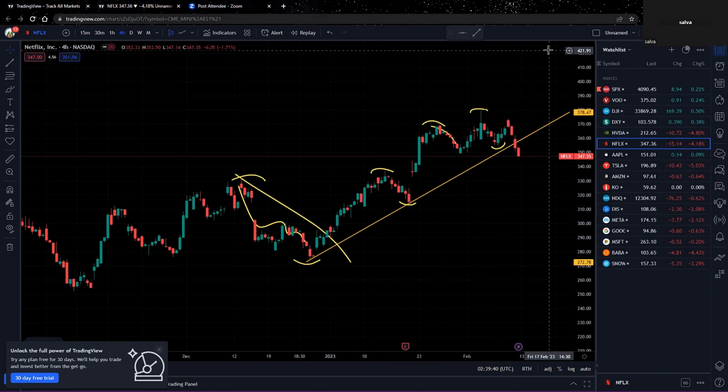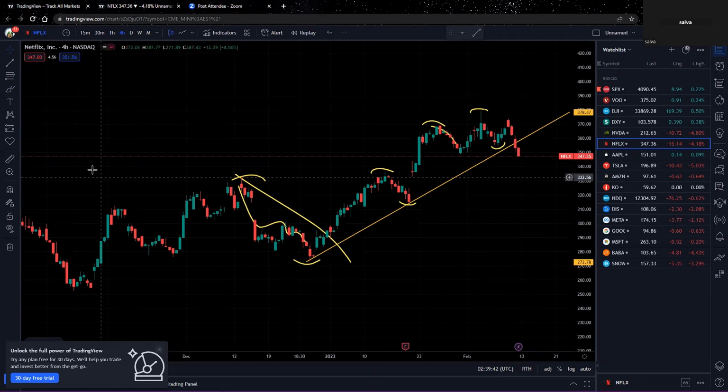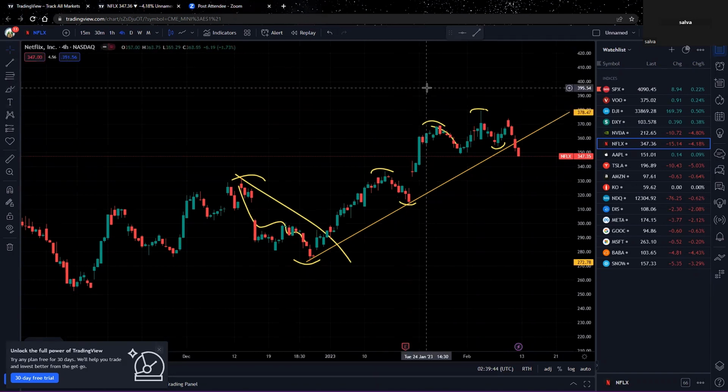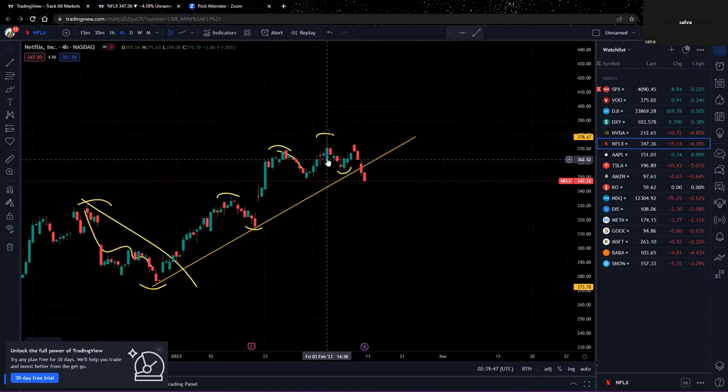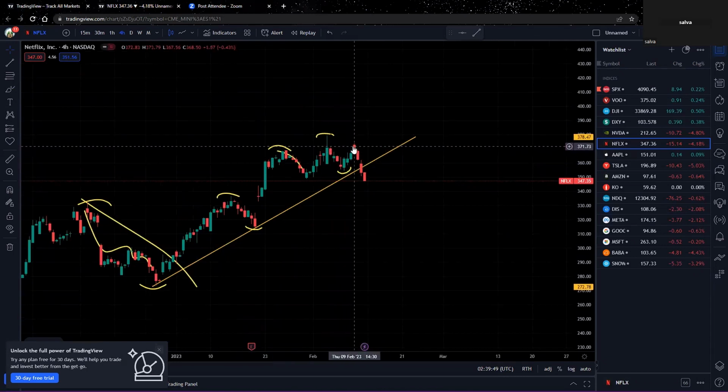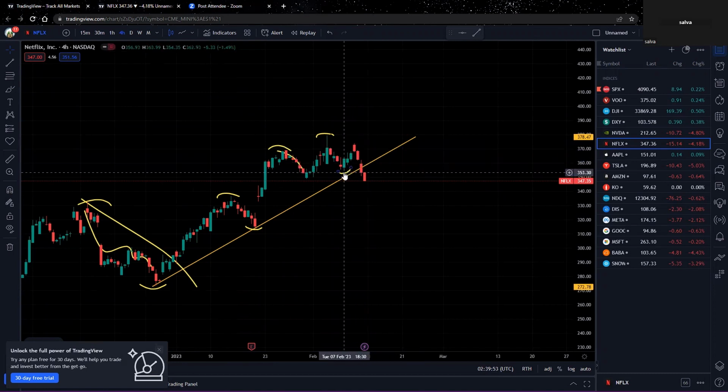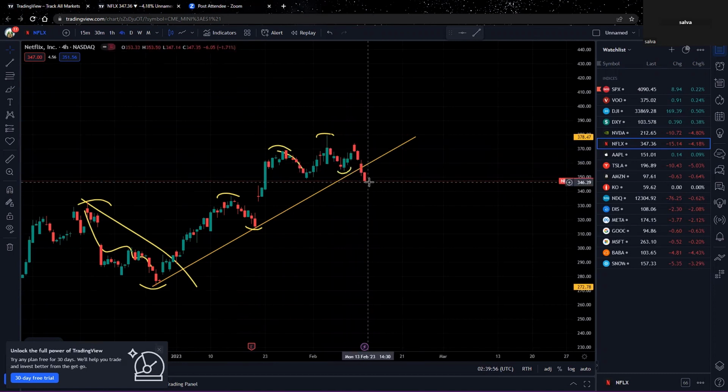Okay, so what happened next? All right, this is kind of clear. We failed to make the higher high. We broke the uptrend, and now it's a lower low. And we made the lower low. So what are we waiting for now? What is the confirmation? A lower high. Perfect.